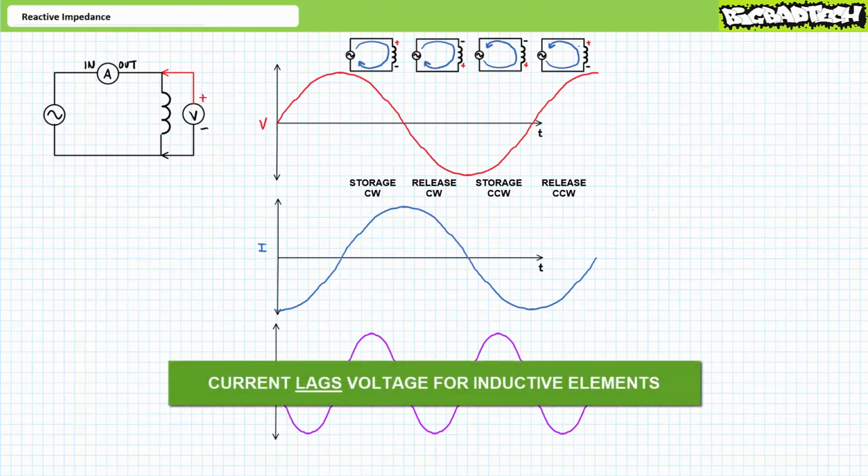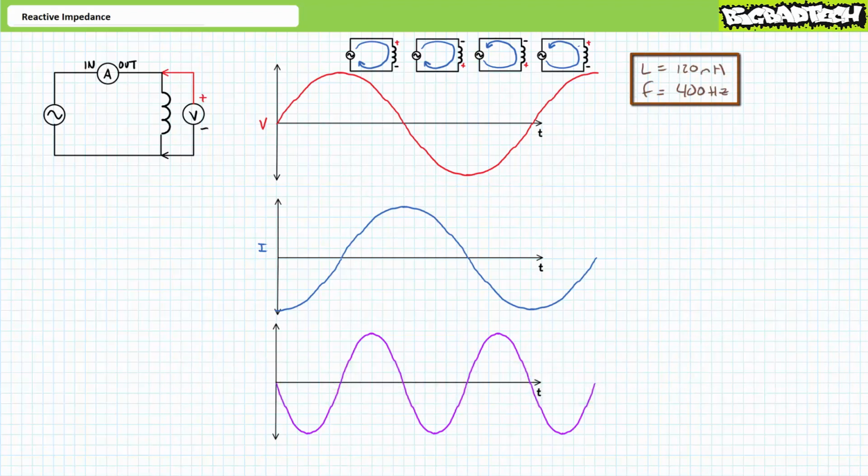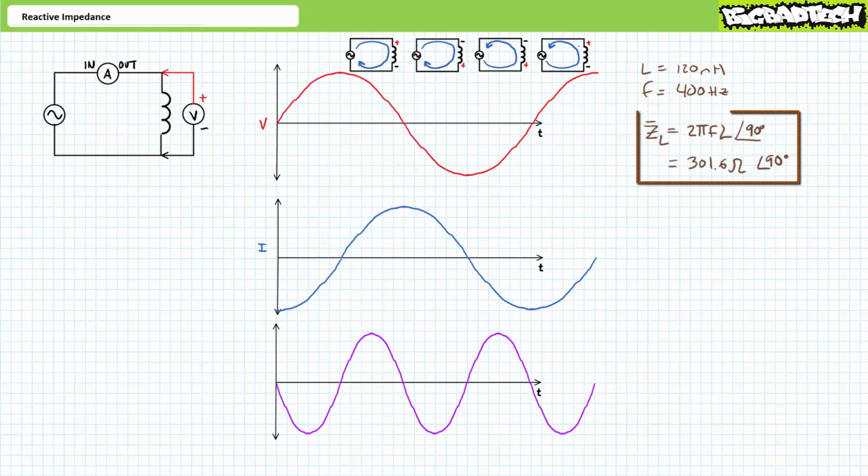Current lags voltage for inductive elements because a voltage change precedes a change in current as the inductor stores and releases energy in its associated magnetic field. I say again, current lags voltage for inductive elements. This is why a purely inductive element always experiences a current waveform 90 degrees behind the voltage waveform when calculated using phasor equivalence. For example, given a 120 millihenry inductor at an excitation frequency of 400 Hz, this inductor would present a complex impedance of roughly 301.6 ohms at an angle of 90 degrees.